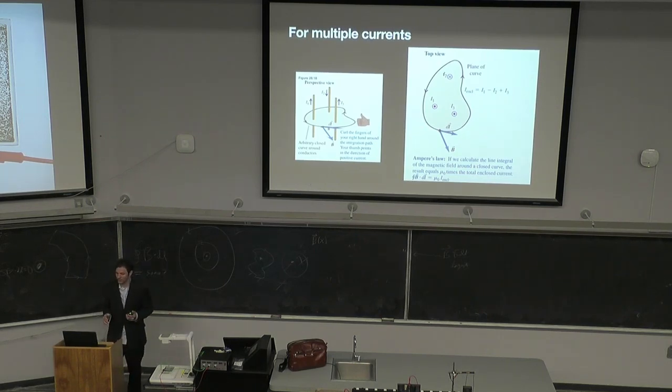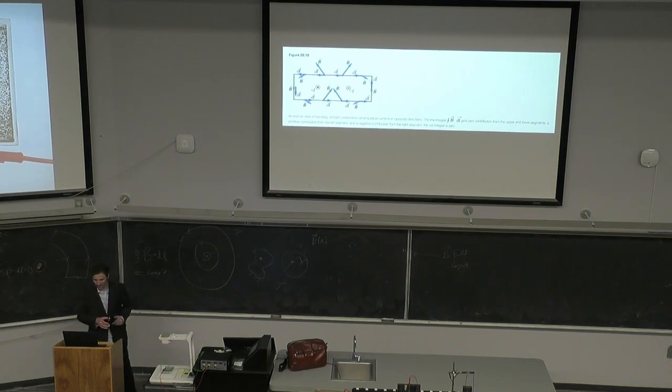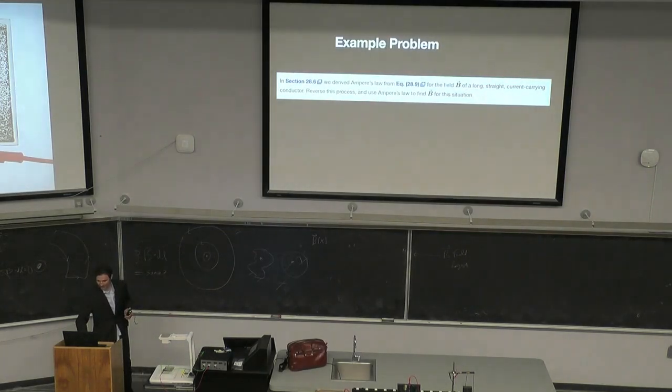So I enclosed is just I1 minus I2 plus I3, and then line integral B dot DL is mu naught I enclosed, where this is the scalar product of the magnetic field and the vector segment of the path. That's our B dot DL. And mu naught is permeability, magnetic constant, I enclosed, net current. And then we're going to get zero for this because we have I plus and I minus, so the net contribution is zero.